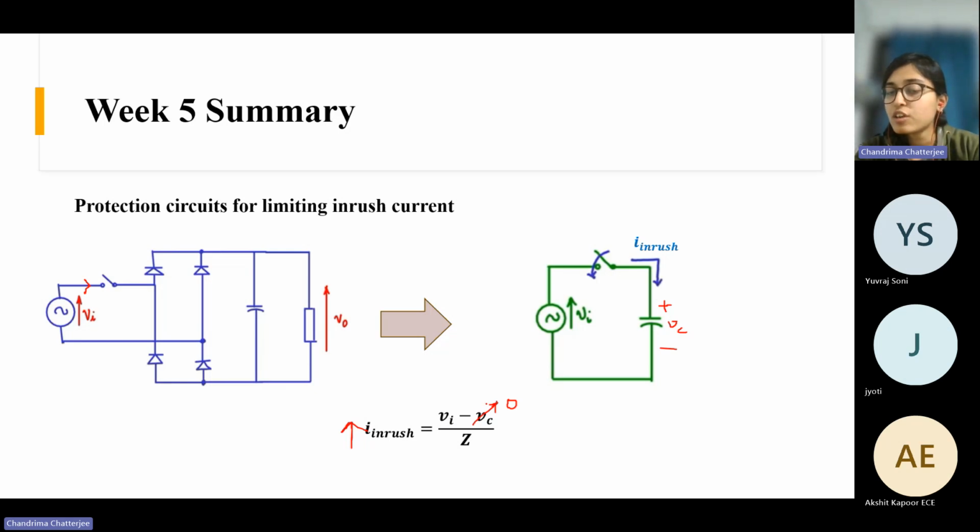Then there is no problem because the current is not this high. At that time there will be some voltage across the capacitor. See, this quantity will not be zero in steady state. There will be some voltage, so the current will not be as high as the initial instant when you are closing this switch. Okay. We shall see what are the different kinds of protection circuits that we use.